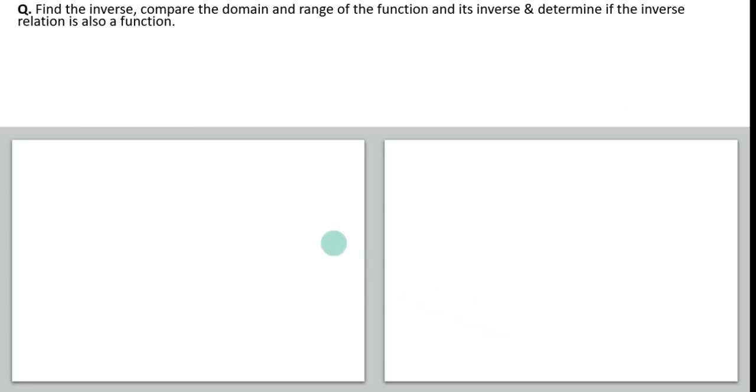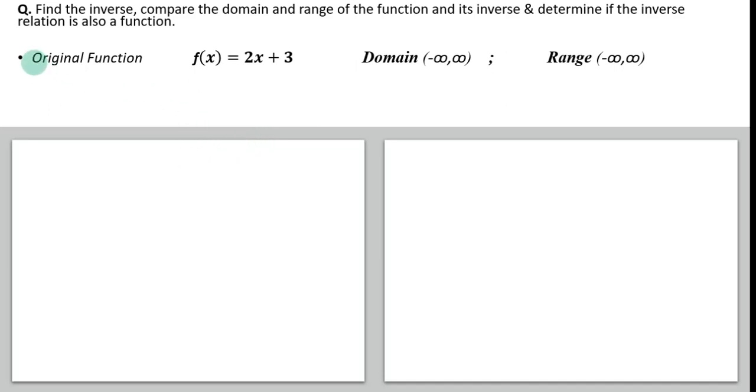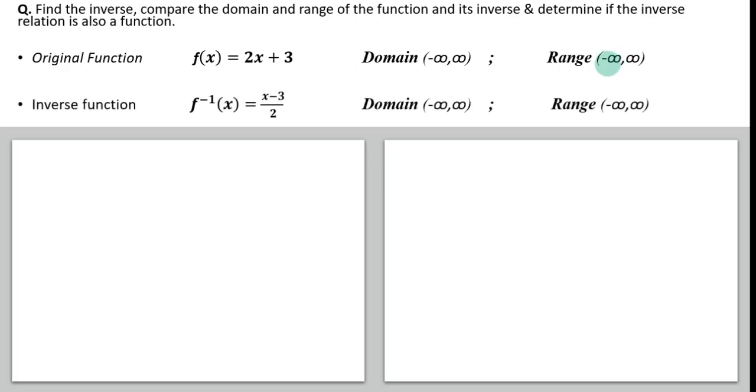Let's take a look at a couple more examples to see what is going on here. In this case, our original function is f of x equals 2x plus 3, and let's see what its domain is. Its domain is all the real numbers and its range is also all the real numbers, because there is no value at which the function becomes undefined, and it can produce all the values as well. So what about the inverse function? Is this inverse a function or not? Yes, it is an inverse function.